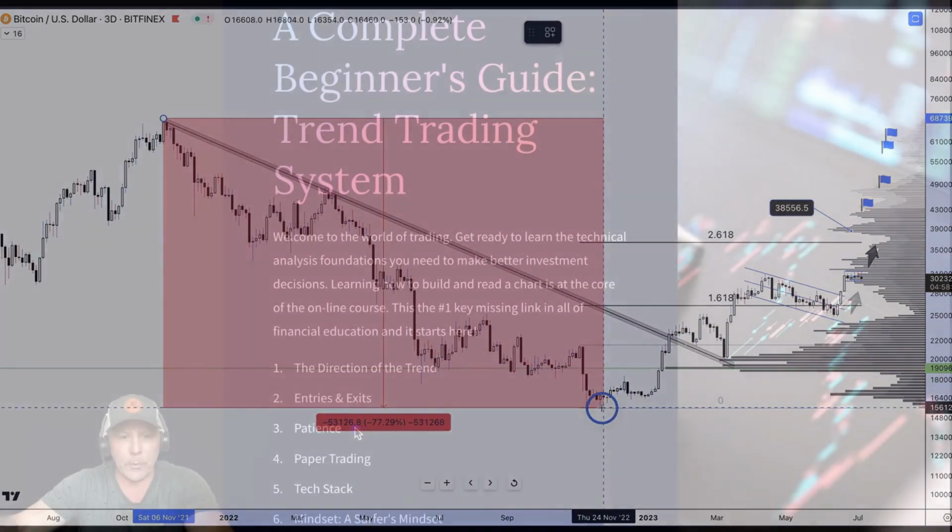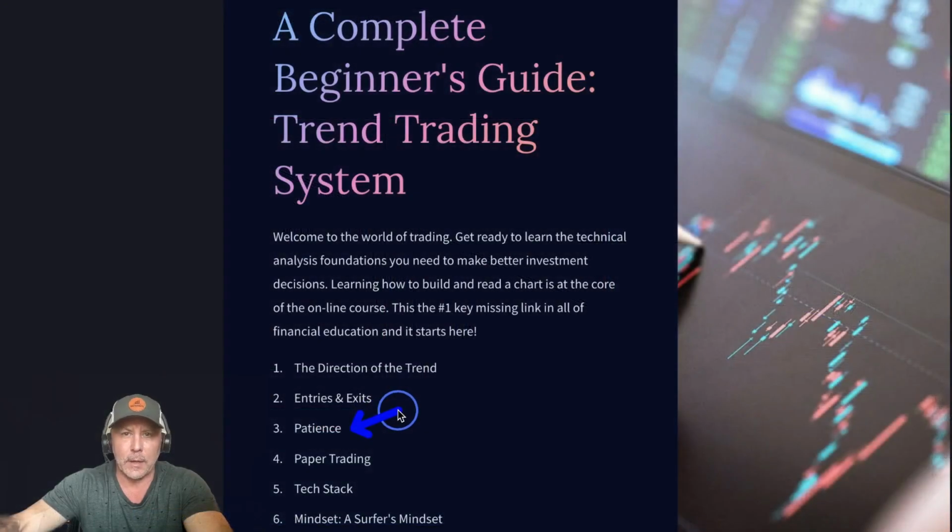So, number 3, patience. I had to include this. Number 4, once you feel like you are ready to put your learnings to the test, paper trading. This is a great way to gamify what you have learned and put it to use. Number 5, the tech stack. I actually think this is going to be the most difficult part of training, especially if you are new. And then lastly, number 6, I'm calling this the mindset.